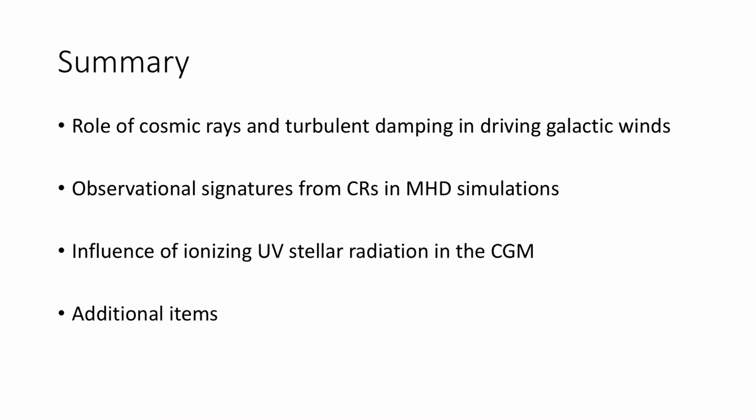So first, a brief summary. My first work was on the role of cosmic rays and turbulent damping in driving galactic winds. And more recently, I've been studying how to produce observational signatures from my simulations, studying the signatures from cosmic rays and other key physics. And also I'm working on quantifying the influence of ionizing UV stellar radiation in the CGM and whether we need to include it as we analyze closer parts of the CGM to the galaxy.